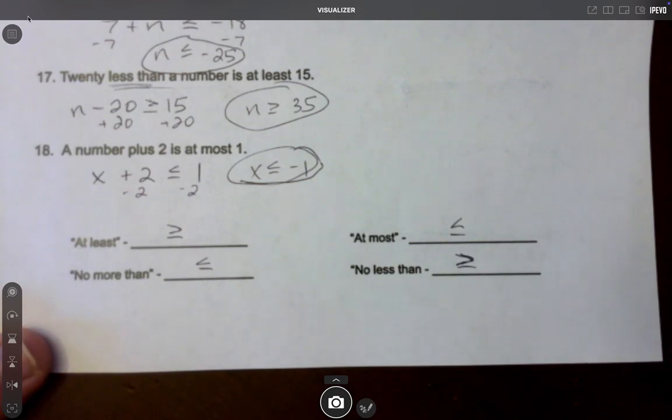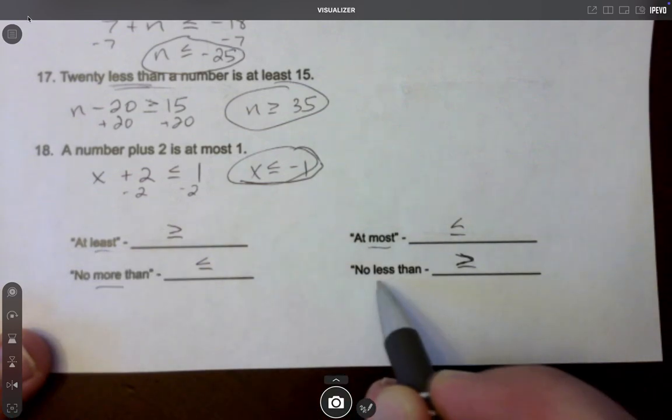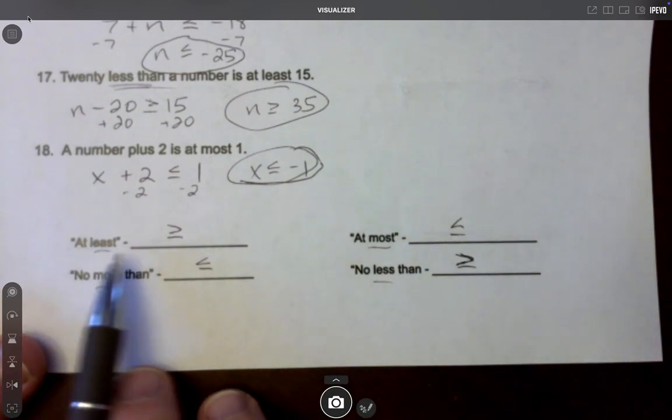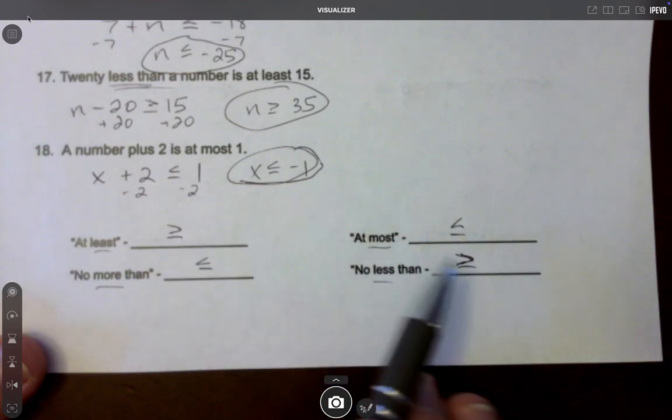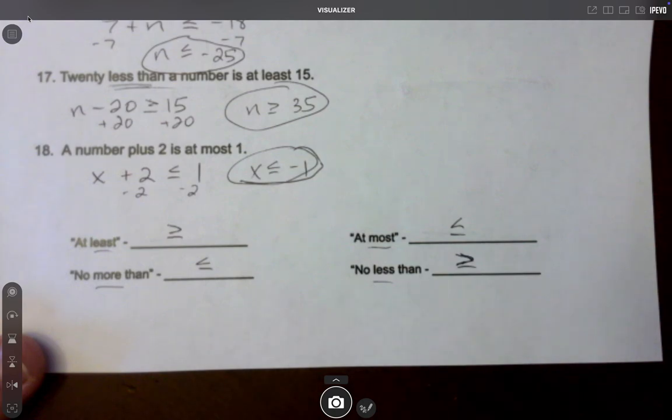Now, the good thing is there's some similarities in the wording, most and more, least and less. But what's tricky is it's reverse of what you would think. Because the least and less actually turn into greater thans, and the most and more turn into less thans. I know that's weird, but again, if you think about when we use a sentence with these, it does make sense.